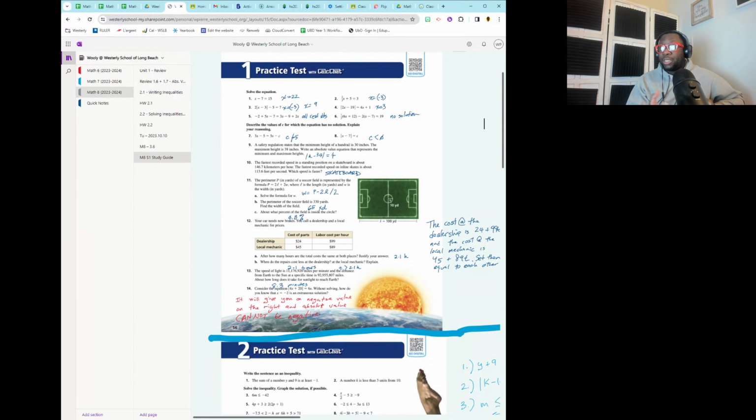When do the repairs cost less at the dealership? That'd be at 2.1 hours. And when does it cost less at the local mechanic? When that time goes over 2.1 hours.